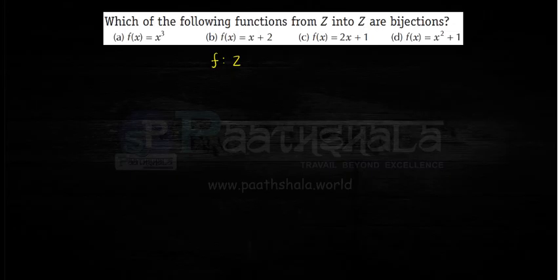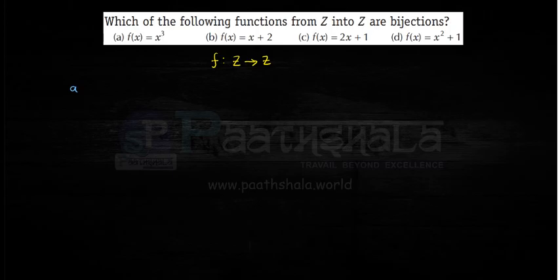Which of the following functions from Z to Z? Z is integers, it can be positive or negative. The function is defined from Z to Z. You have to show whether the function is bijective or not. Which function is a bijective function? It means the function is one-one and onto.